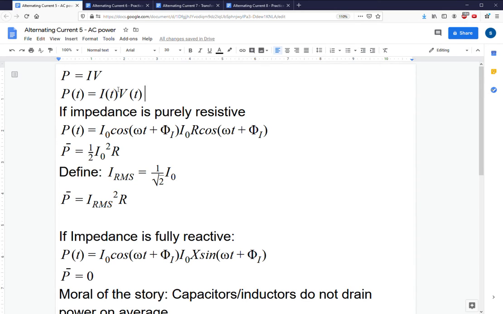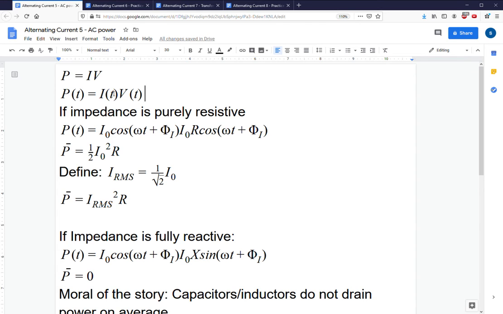So for average power, what we want to do is take the power as a function of time, integrate it over a long period of time, and then divide by the total amount of time. So let's look at a few cases. First, let's assume that the device that is drawing power is purely resistive. That is, there is no reactive component to the impedance.